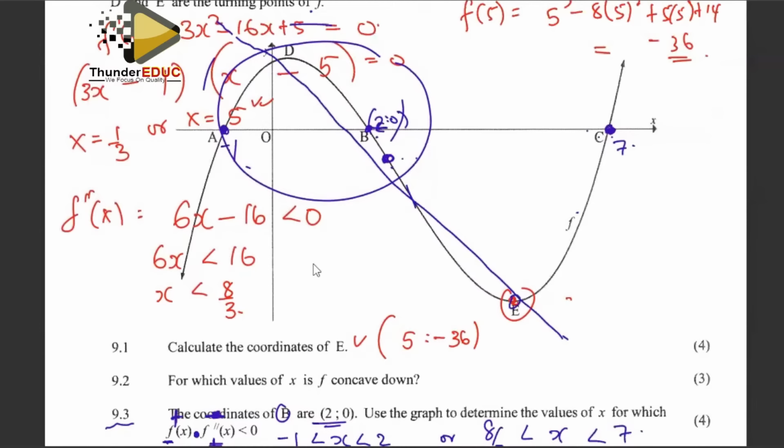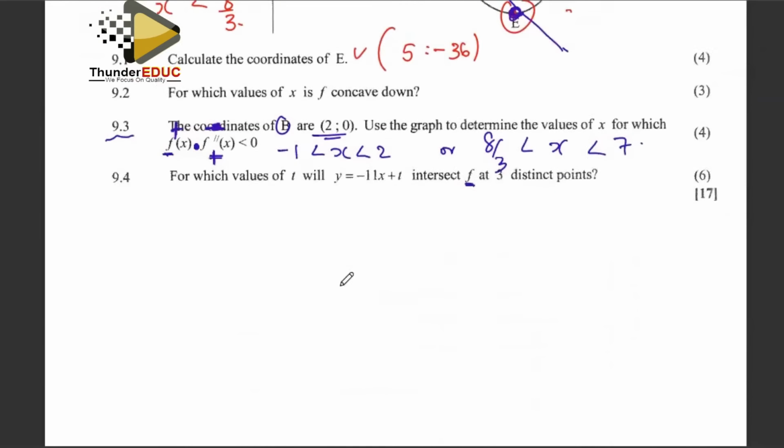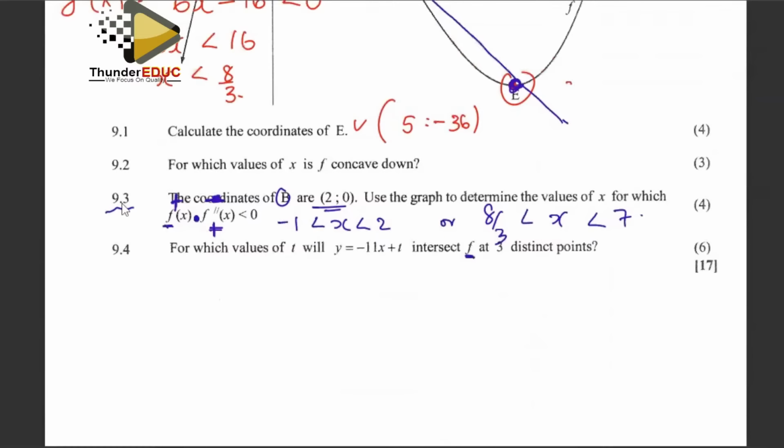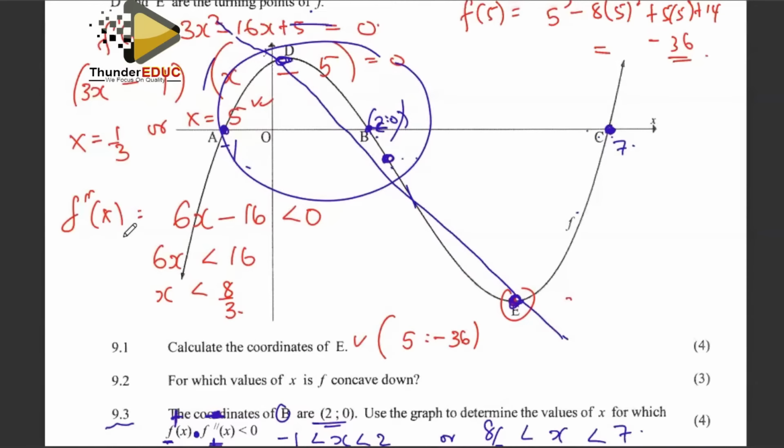So I'm going to make use of the local maxima and then the local minima to obtain those values of interest. Now, what I know is that E is having a 5 and a negative 36. What about my point D? Okay, so D, we say this was 1/3.